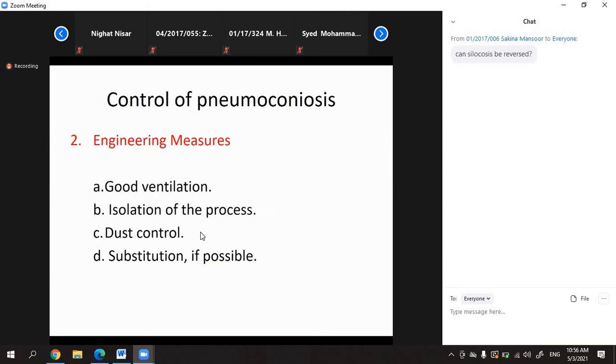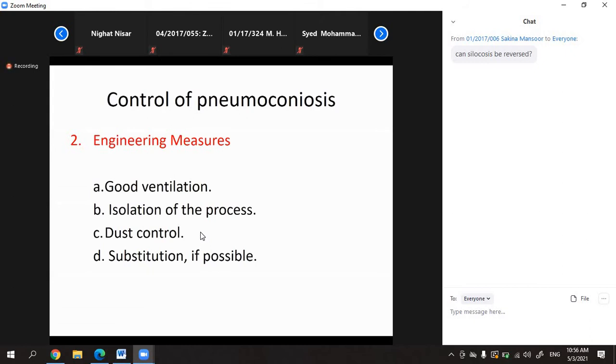Then come the engineering measures, which are more or less related to the environment: there should be good ventilation in a factory, isolation of the process, dust control, and substitution if possible. If an exposure is harmful, then it can be substituted with another chemical or metal which can be replaced or substituted.